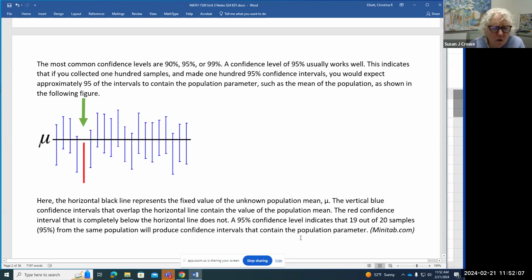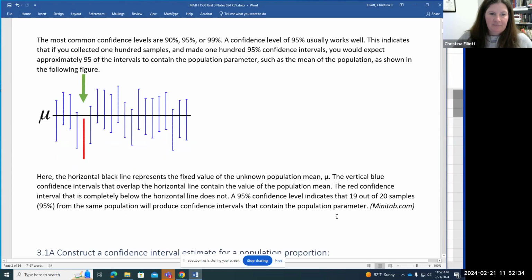The red one, from low to high, never reaches up high enough to be the population mean. That particular sample had an unusually low sample mean, which made the interval offset from what the population was.